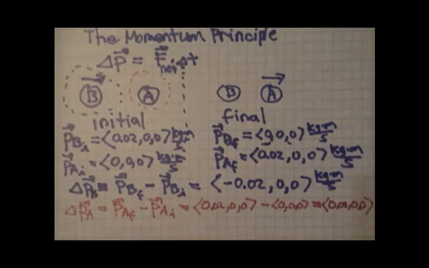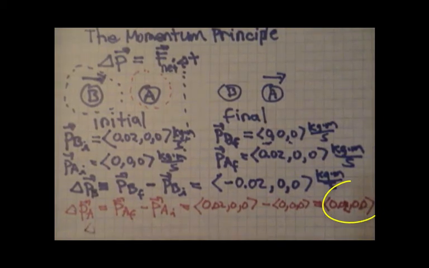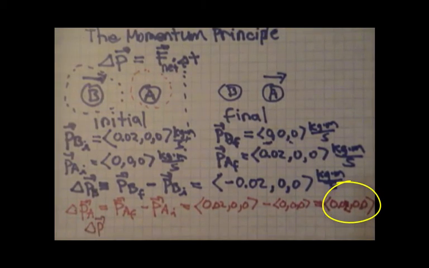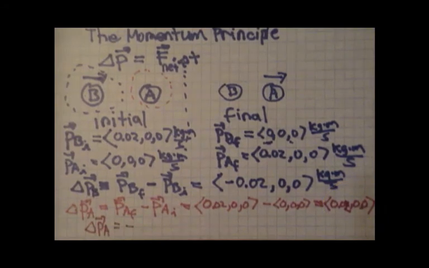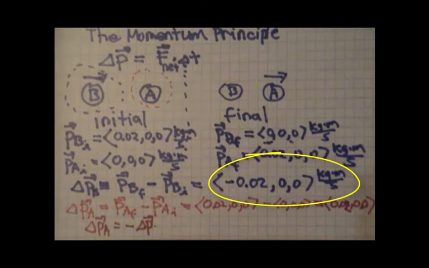And in the interest of space, I've left off the units, but the units are, of course, kilogram meters per second throughout. And I know it's hard to read because I didn't write neatly, but it's plus 0.02 is the x component of the change in momentum of ball A. So how do the changes in momenta of ball A and ball B compare? Well, notice that the change in momentum of ball A has the same magnitude but the opposite direction to the change in the momentum of ball B.